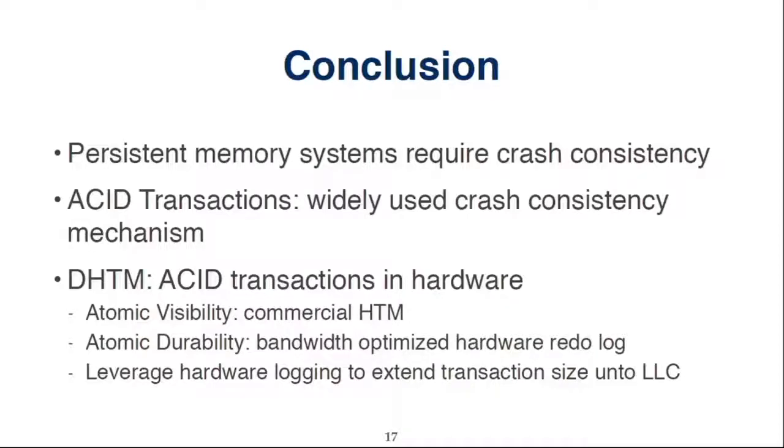ACID transactions are a widely used programming model for ensuring crash consistency. And we propose DHTM, which supports ACID transactions in hardware by leveraging commercial HTMs to support atomic visibility and by implementing a bandwidth-optimized redo log implementation for atomic durability. And finally, DHTM also extends the supported transaction size from being L1 limited to the LLC while still maintaining the simplicity of commercial HTMs. Thank you, and with that, I'll be happy to take questions.